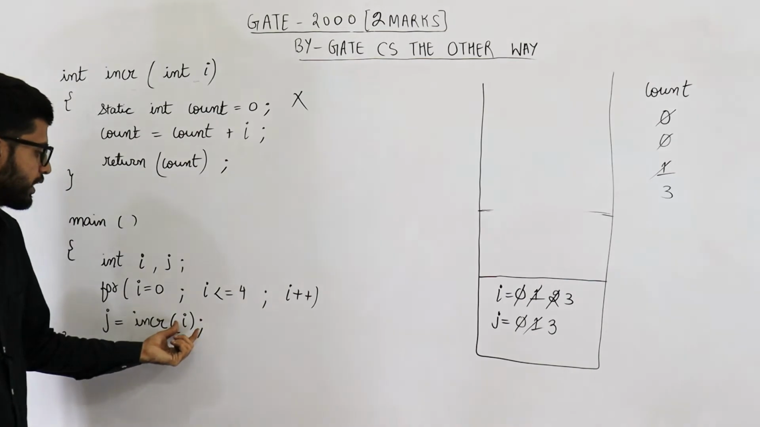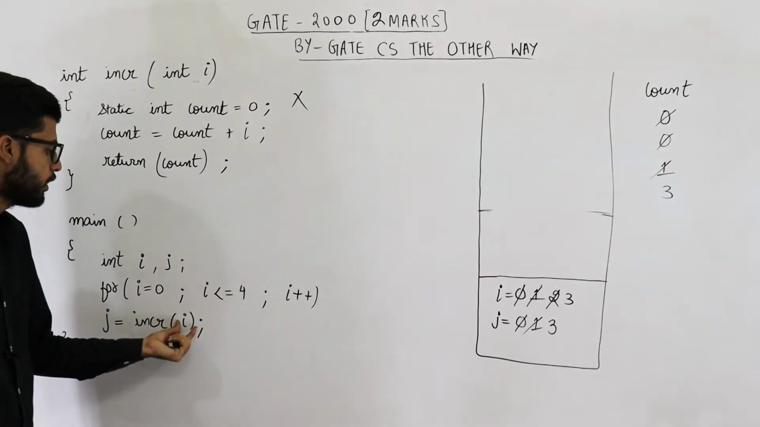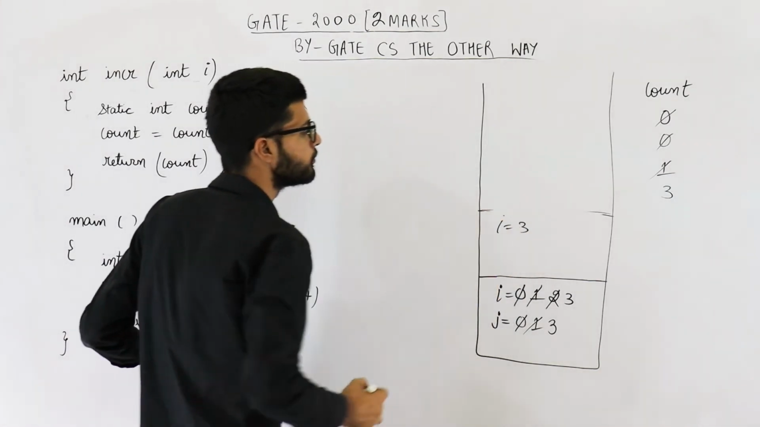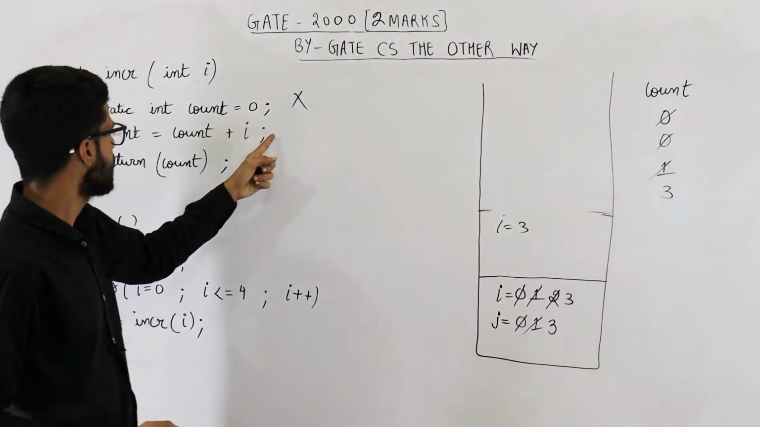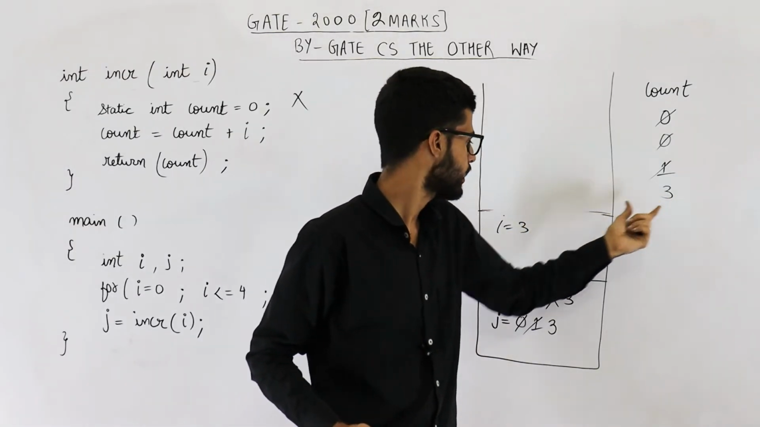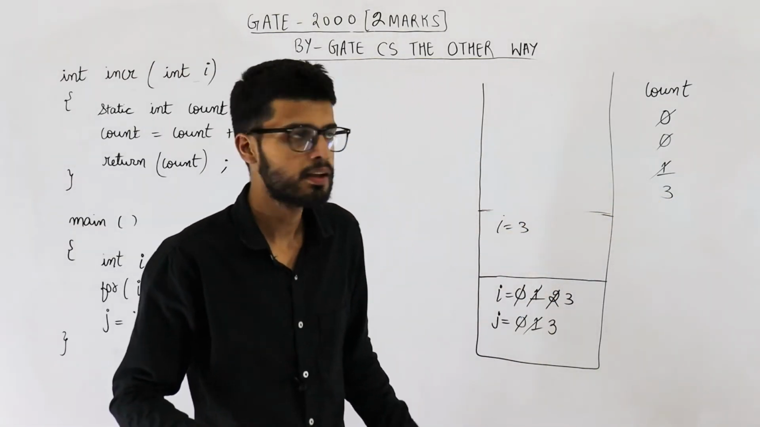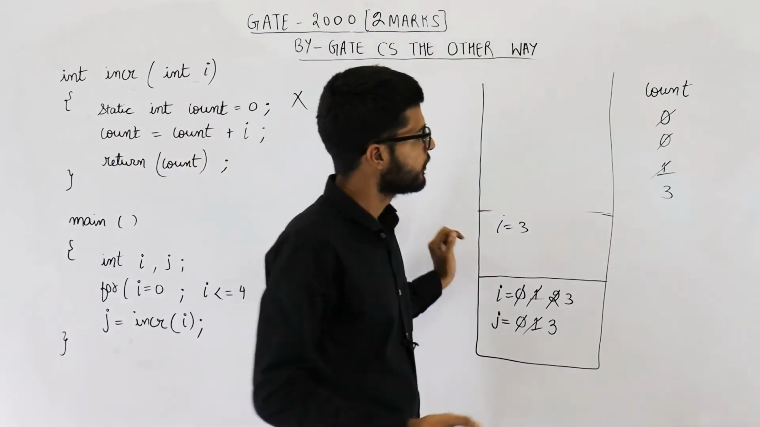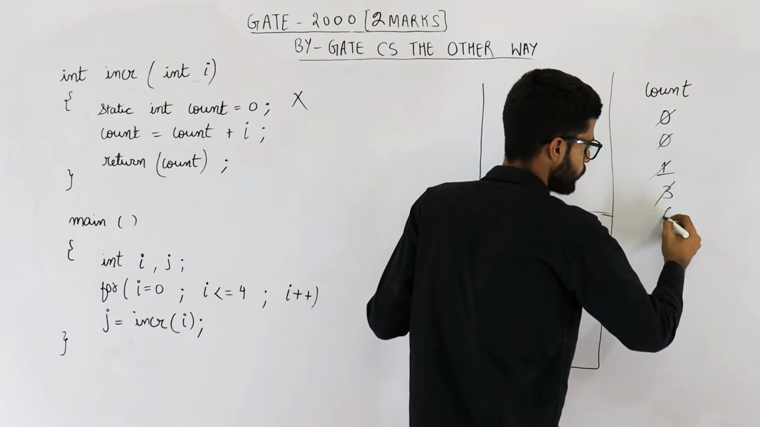So this time what will happen? When incr is called, we are passing the value 3, so this variable i will get 3. Then this line will be executed: count = count + i. Count means 3, i means 3. 3 plus 3 is 6. 6 is assigned to count, so this is updated to 6.